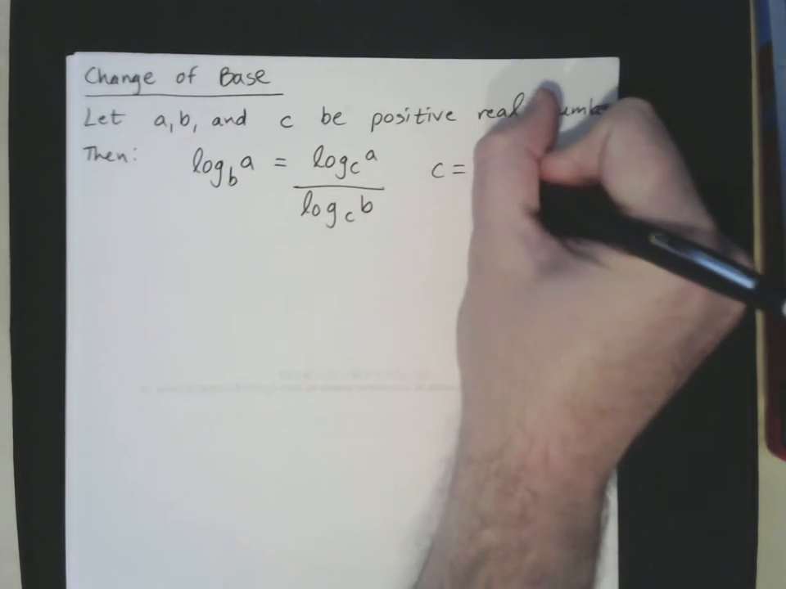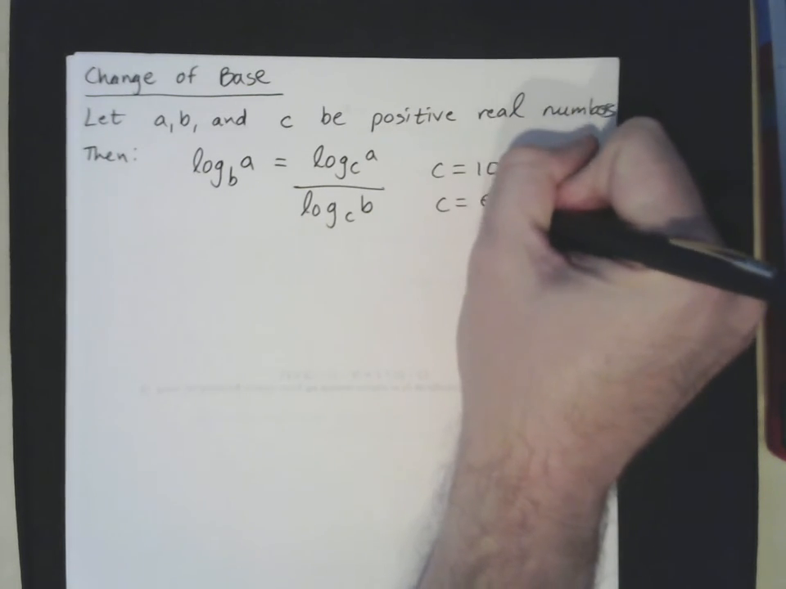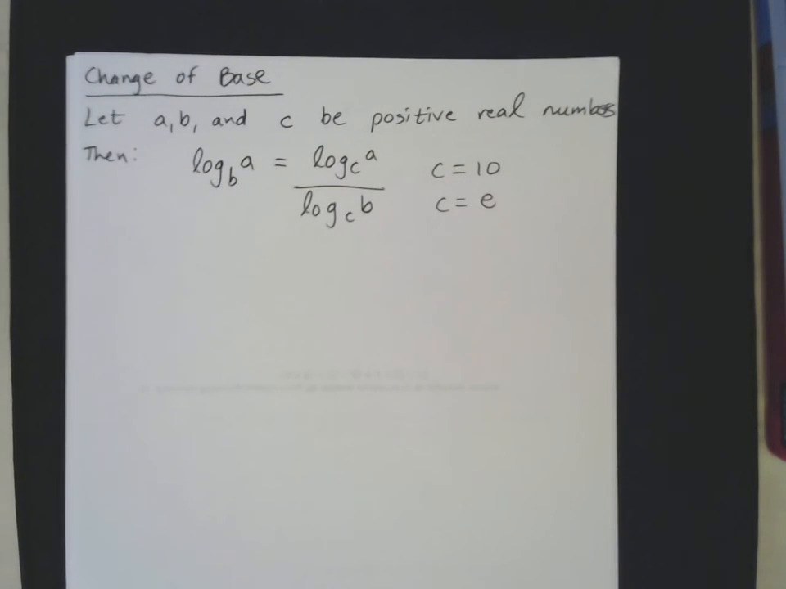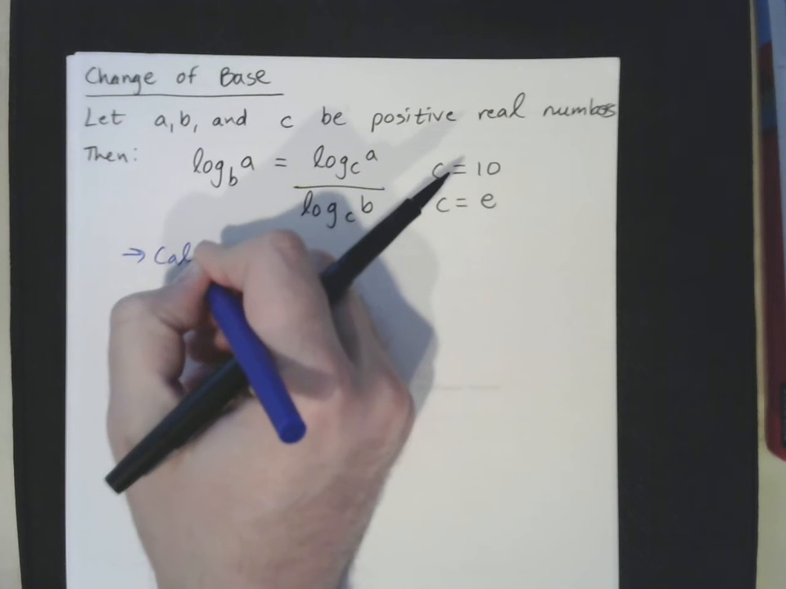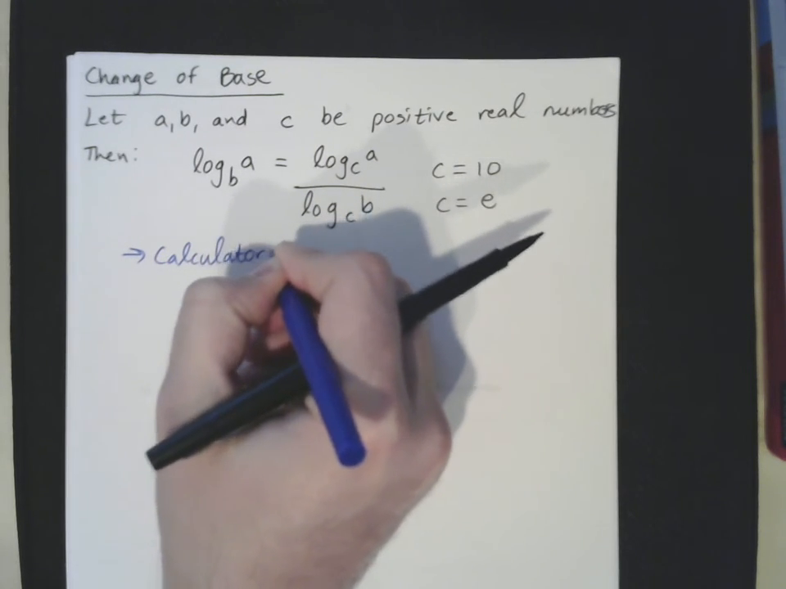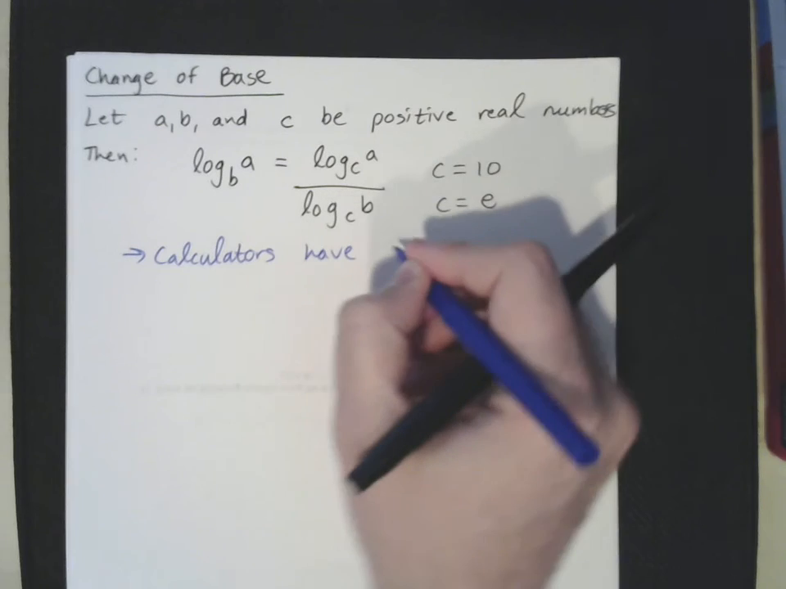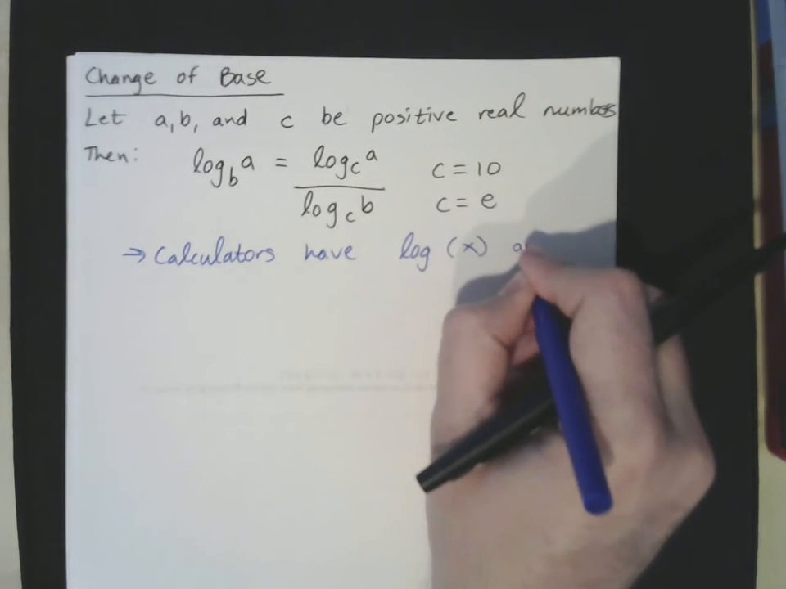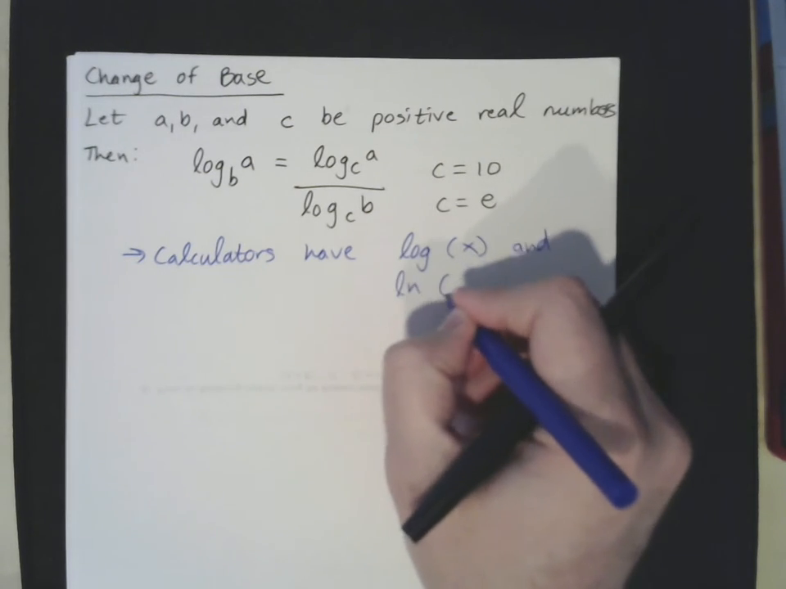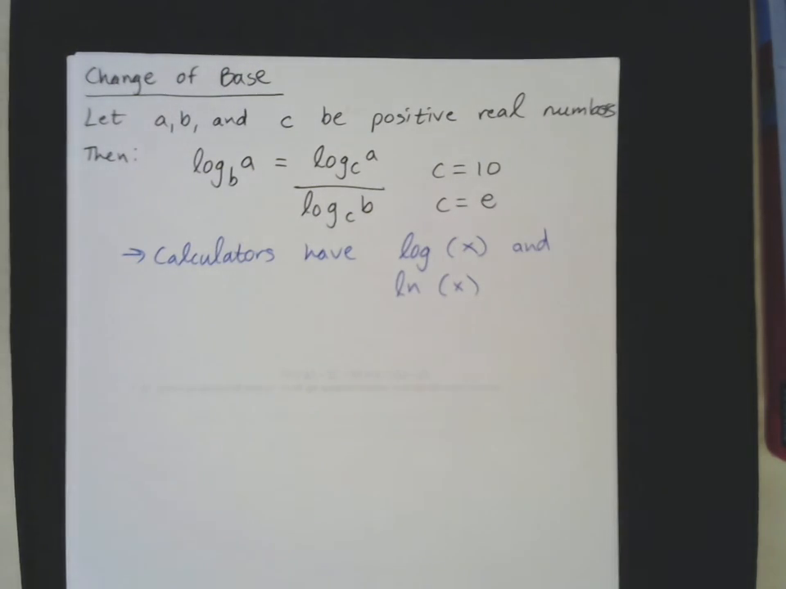So our C, we usually pick to be e or 10, the common log or the natural log. Because you'll notice your calculator has log base 10, the log button. Calculators have log x and ln x, but they don't have any other bases. Again, some newer calculators might, but this is one of the reasons we have change of base.